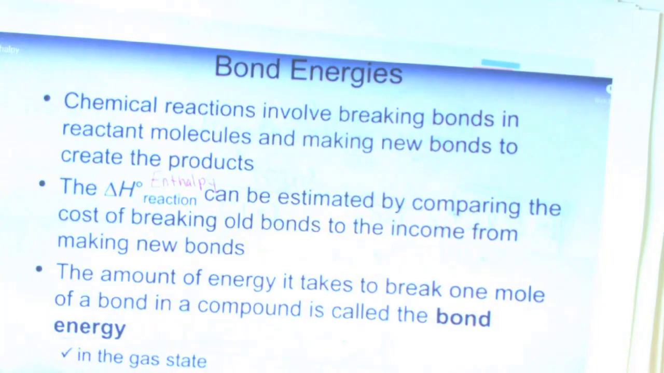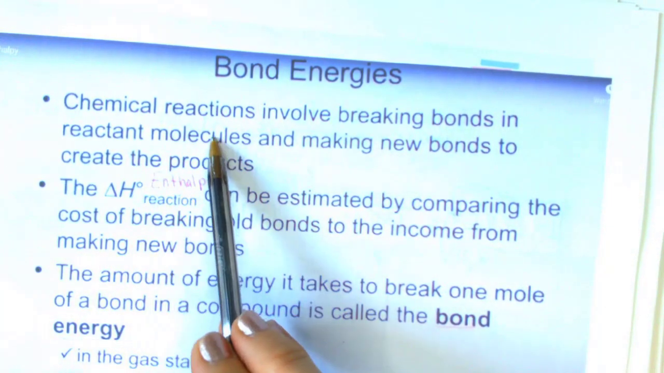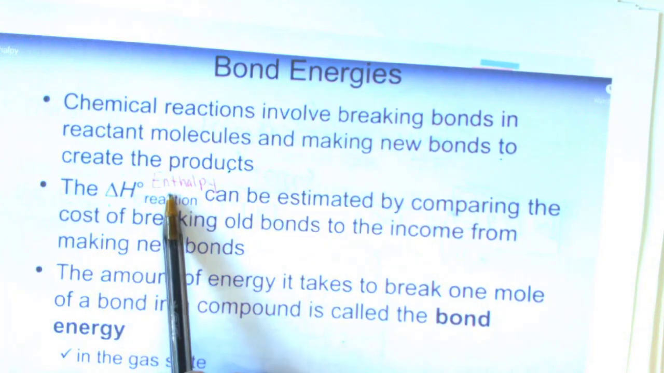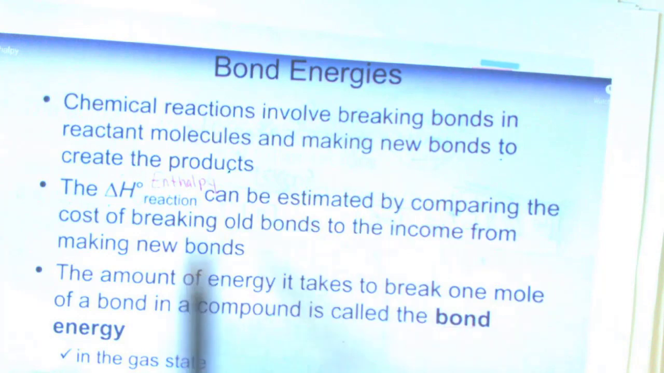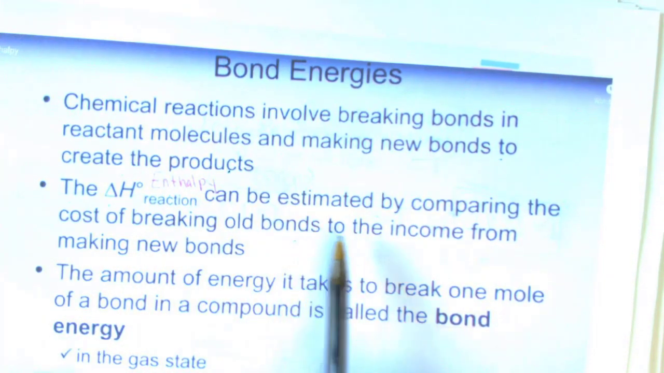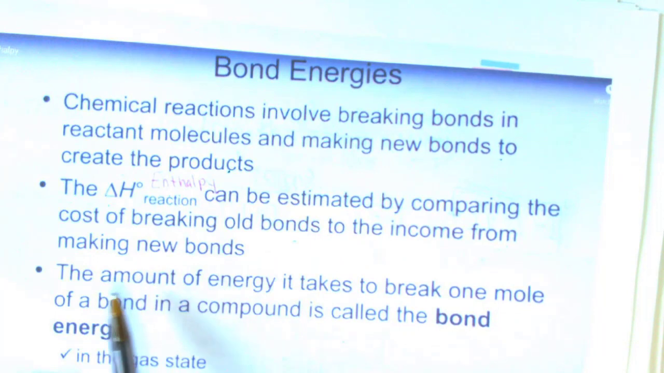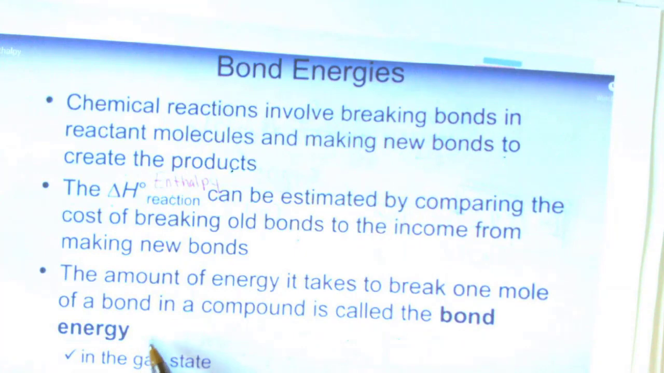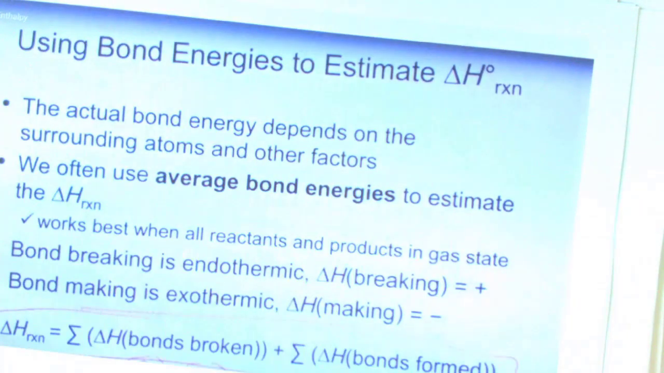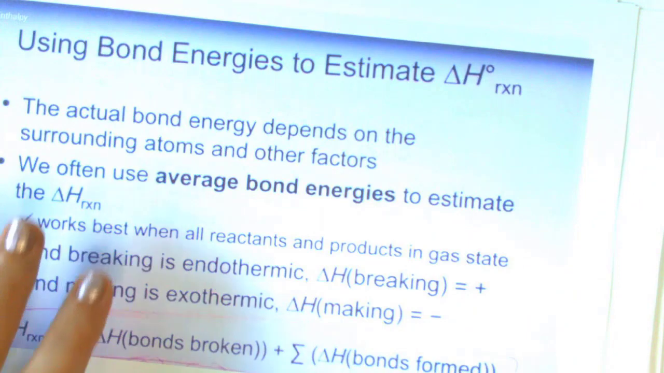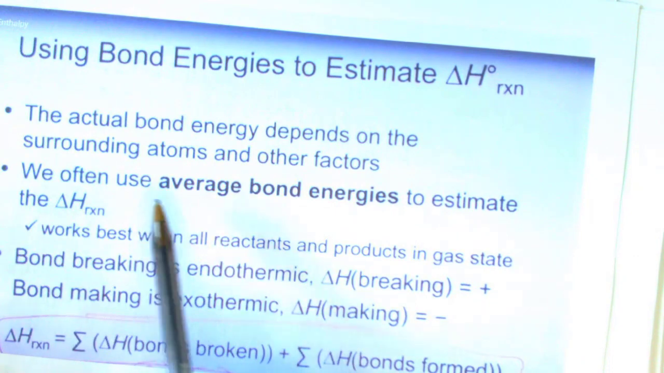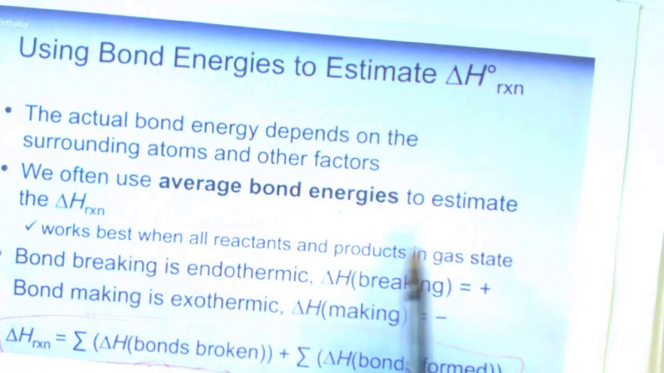Lastly, we're going to talk about bond energies. Chemical reactions involve breaking bonds in reactant molecules and making new bonds to create those products. The delta H, the enthalpy of the reaction, can be estimated by comparing the cost of breaking old bonds to the income from making new bonds. The amount of energy it takes to break 1 mole of a bond in a compound is called the bond energy. The actual bond energy depends on the surrounding atoms and other factors, and we often use an average bond energy to estimate that delta H of the reaction.